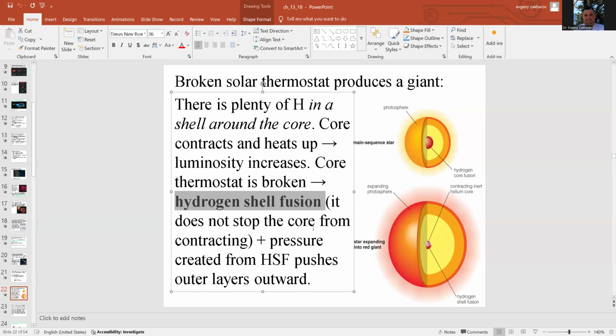So see how interesting it is. The core contracts because there's gravity squeezing it, and then it heats up, and that heat is igniting the fusion outside of the core, and outer layers expand dramatically.